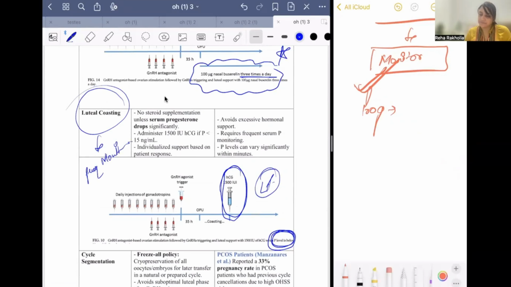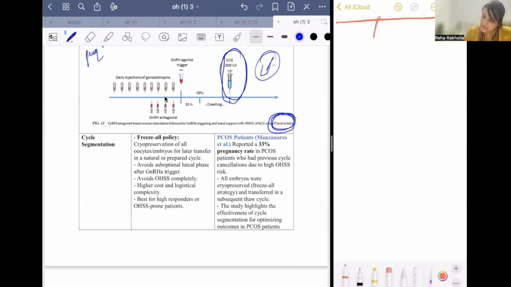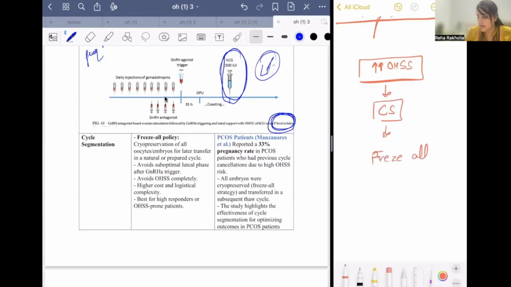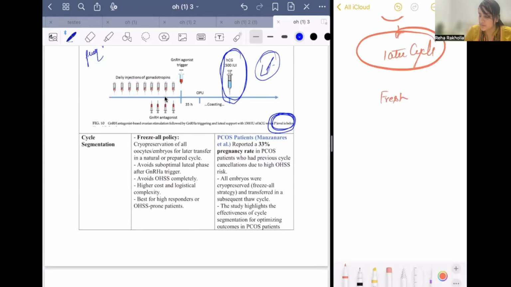Now we'll talk about cycle segmentation and freeze-all strategy for patients at very high risk of OHSS. Cycle segmentation is often the best strategy. In this approach, a freeze-all policy is adopted, where all embryos are cryopreserved or frozen for transfer in a later cycle, rather than performing a fresh embryo transfer. Fresh embryo transfer is not performed.